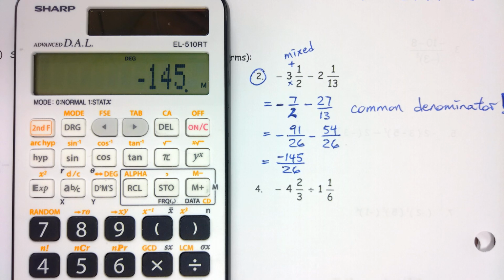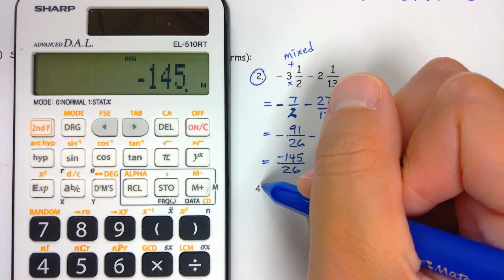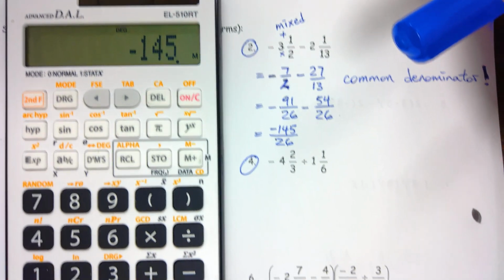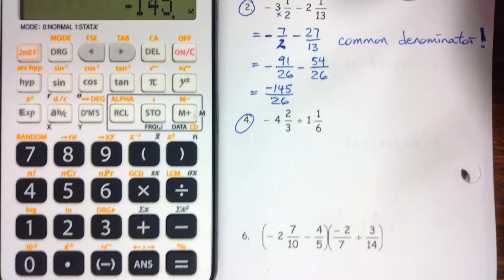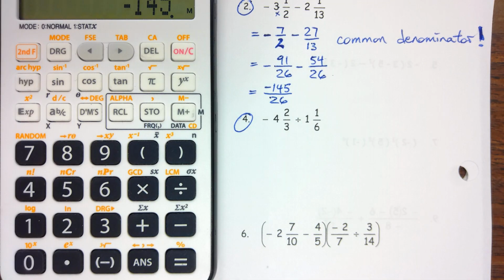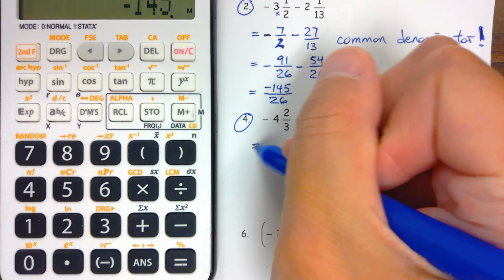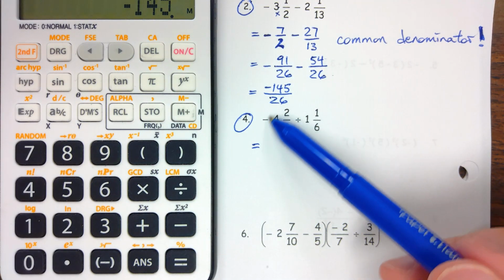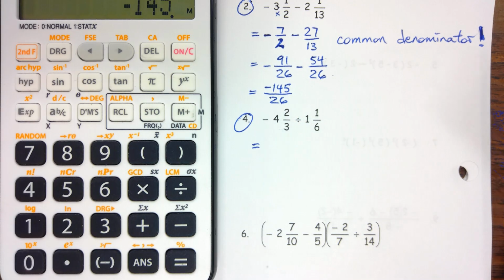Okay. Let's try this one. Let's try number 4 right here. Okay, so whenever I see mixed numbers, I have to change it to an improper fraction. Somebody who's been quiet. Who can change this for me? Negative 4 and 2/3.